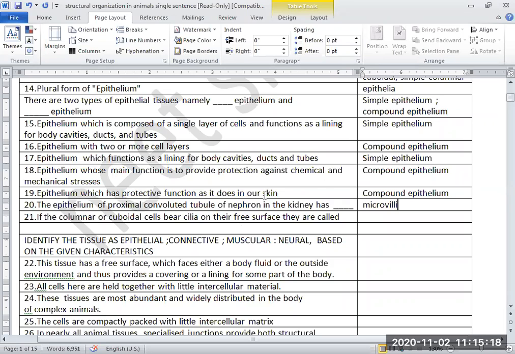Okay, next question. Question number 21. If the columnar or cuboidal cells bear cilia on their free surface, they are called ciliated epithelium. Very good.